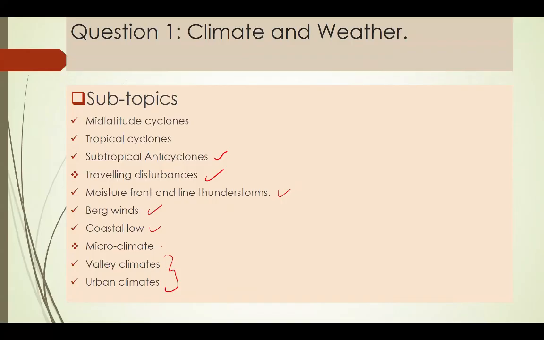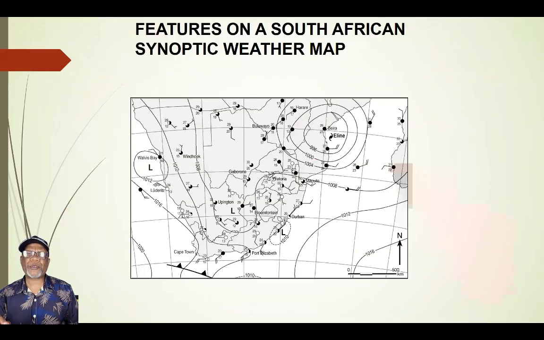But before we go to that, let's look at the synoptic weather map. Most of the climate questions will have something to do with a synoptic weather map. This is a normal synoptic weather map that you can expect, and then you should be able to identify what is the season represented on this synoptic weather map. Now, let's look at what information you can use to deduce whether it is a summer or winter synoptic weather map. Number one, you have to identify the features on the map.